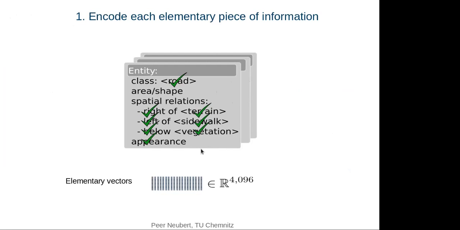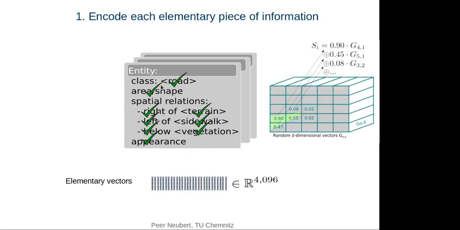For appearance, we will use the same DELVE features as before, so we can reuse this part. For area and shape, we just came up with some ad hoc encoding schemes. So for example, for area and shape, we again split the image into a grid, assign random vectors to each grid cell, and now compute the overlap between some label with the area of this grid cell and use this to form a weighted bundle of those random vectors. So really an ad hoc design decision. It works in this context, but there is certainly room for improvement.